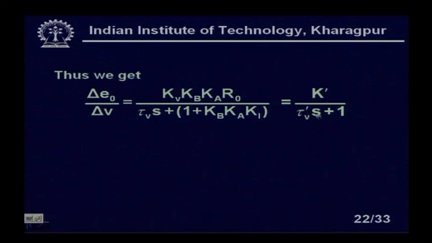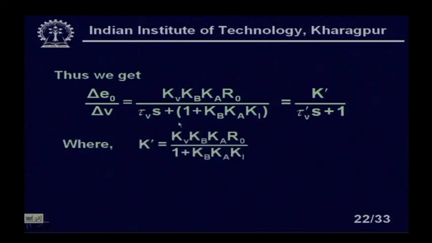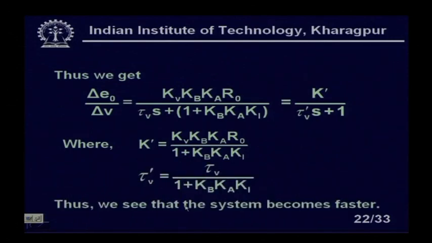Previously, it is only tau V s plus 1. So, what is tau dash V? Let us look at it. K dash equal to Kb, Ka, Ro, 1 upon 1 plus Kb, Ki, and tau dash V is equal to that. Now, previously we had tau V this, and naturally what will happen if I decrease the time constants of the system, my frequency response will increase, is it not? Lower the time constants, I can measure the high frequency. This is a very fundamental equation of any instruments or any systems.